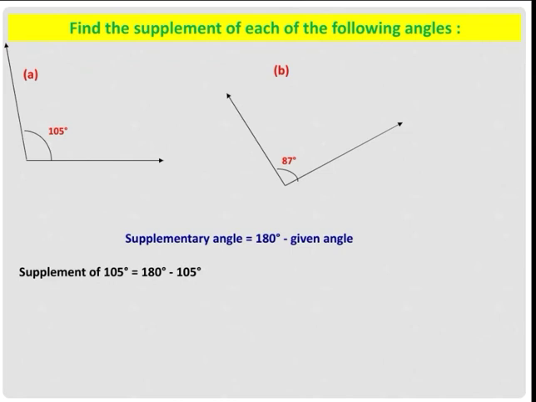So the supplement of 105 degree is equal to 180 degree minus 105 degree, which is equal to 75 degree. Now the supplement of 87 degree is equal to 180 degree minus 87 degree, which is equal to 93 degree.